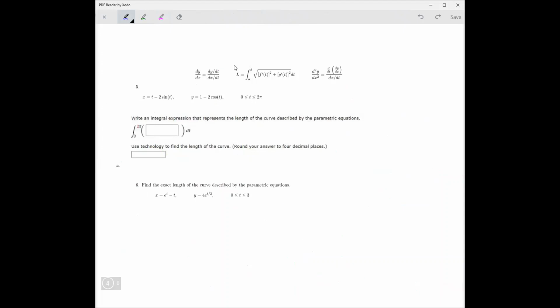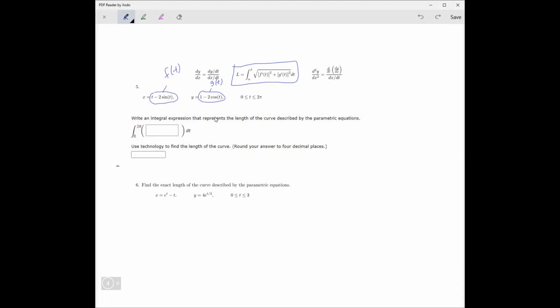Number 5 is using this formula right here, the arc length, or length of a curve. If you have parametric equations, instead of having to deal with 1 plus something, it's just the square root of the derivative of the x squared plus the derivative of the y squared. So in other words, x equals f of t, and then this is your g of t. So that's what you plug into the formula.